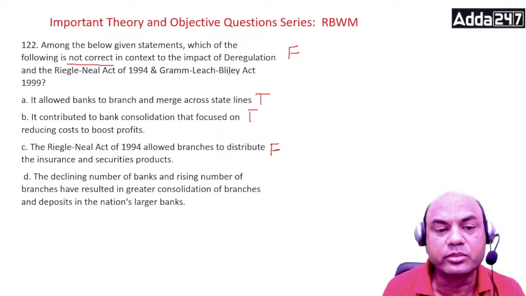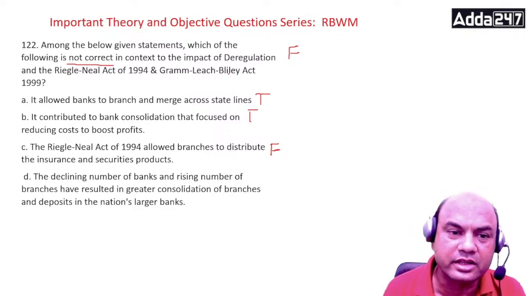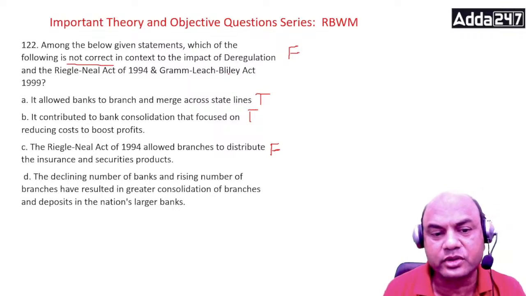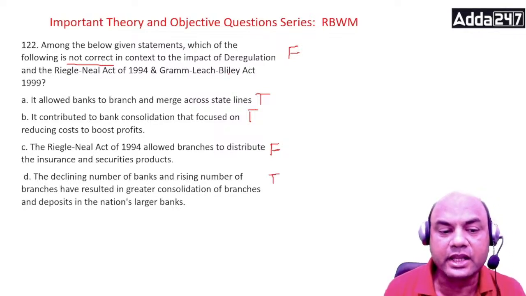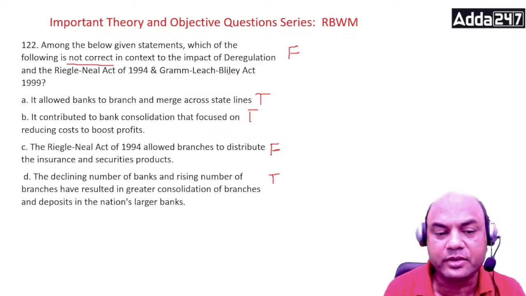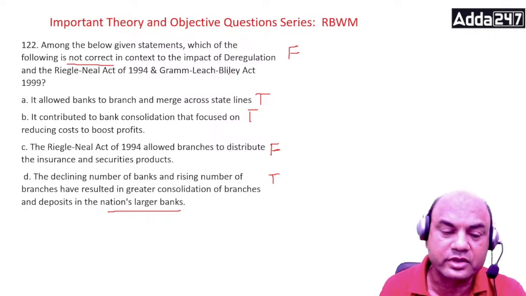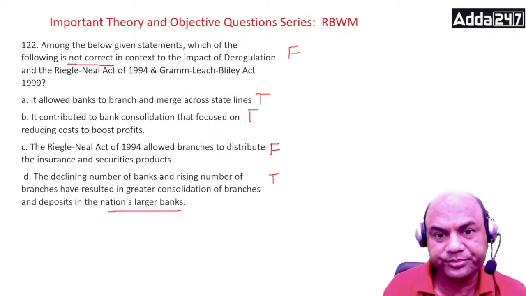So it allowed banks to merge and to branch. Branch means increase the branches or reduce the branches. It contributed to the bank consolidation that focused on reducing cost to boost profits. And the last true one is this: the declining number of banks and rising number of branches have resulted in greater consolidation of branches and deposits in the nation's larger banks. Okay. So these are all true and you want a false one. The false one is given, but you should also read the true ones.